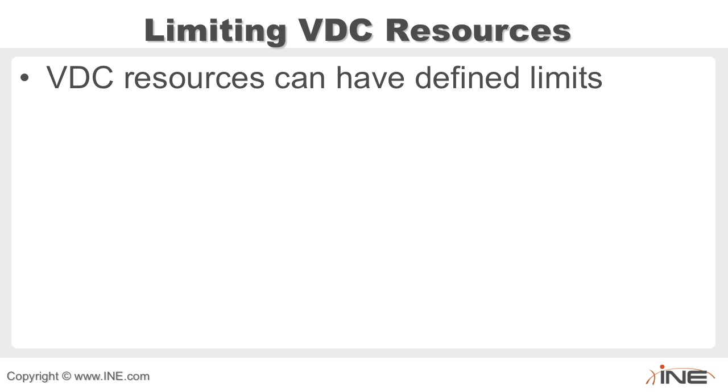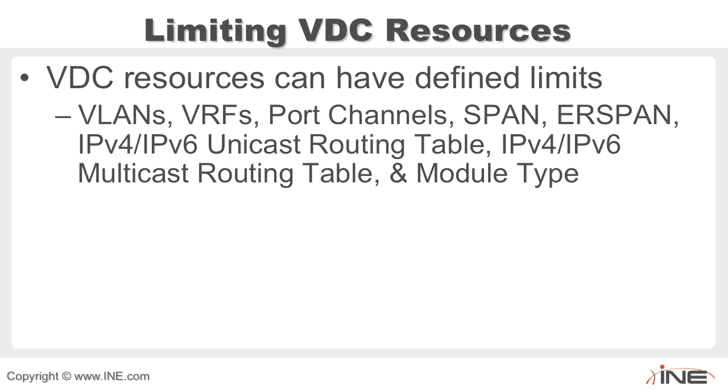So VDC resources can have defined limits. So I can, as I mentioned, cut up and limit VLANs, VRFs. I can limit the number of port channels, SPAN and ERSPAN that can be done. Notice we said ETH analyzer can only be done in the VDC, different than SPAN and ERSPAN, as Brian just demonstrated. IPv4, IPv6, unicast, and multicast, and even module type.